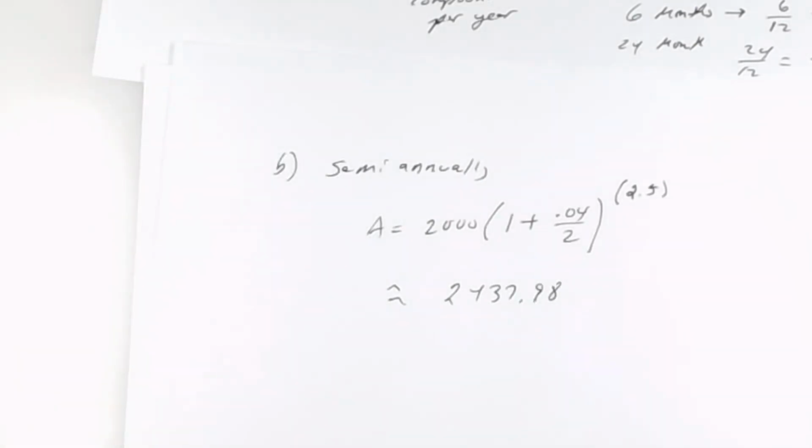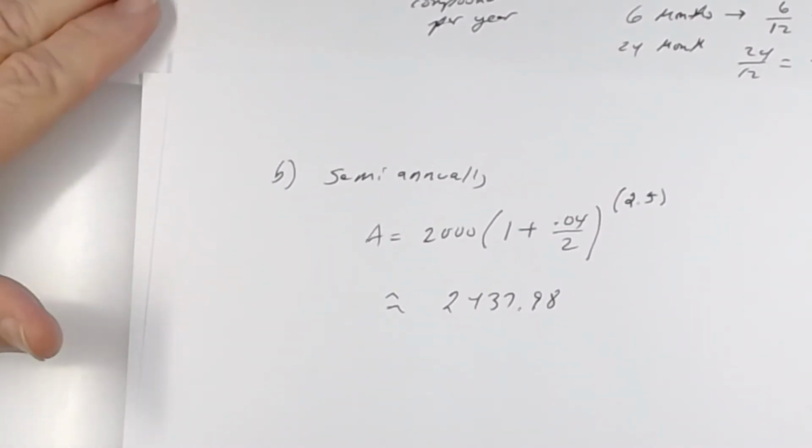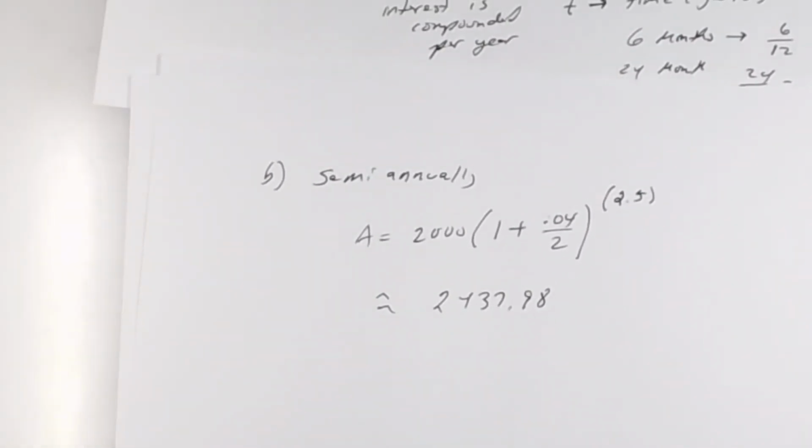So about how much money did you earn in this case? About $437. Okay. Now, I want you to notice something. Did you make more if it's compounded quarterly, or did you make more if it's compounded semi-annually? Quarterly.